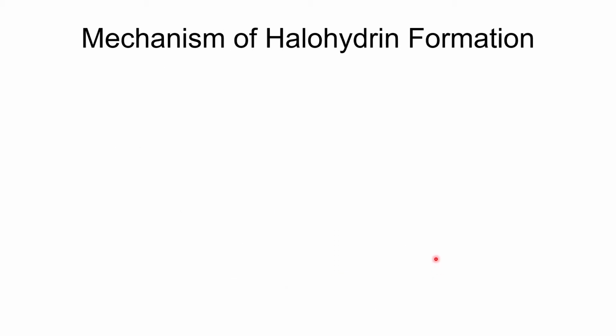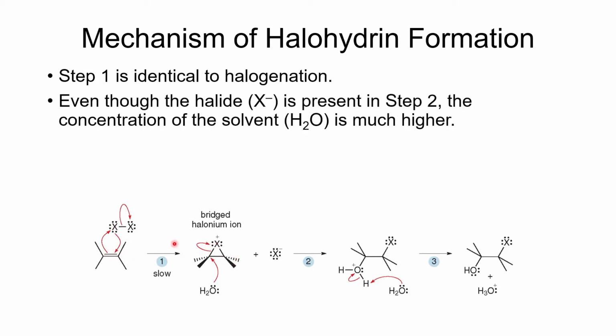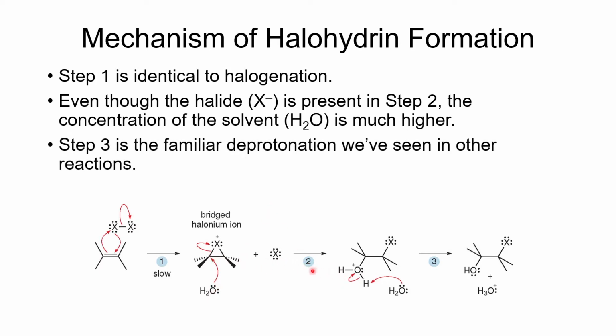So as far as the mechanism, it looks very familiar because we do form that bridged halonium ion. So we get the reaction with the electrophile halogen forming a bridged halonium ion. And then in the second step, even though the halide is still a pretty good nucleophile, we're going to have H2O in a much higher solvent concentration. And so as a consequence, it will come in, act as the nucleophile, and do the bridged halonium ion ring opening.